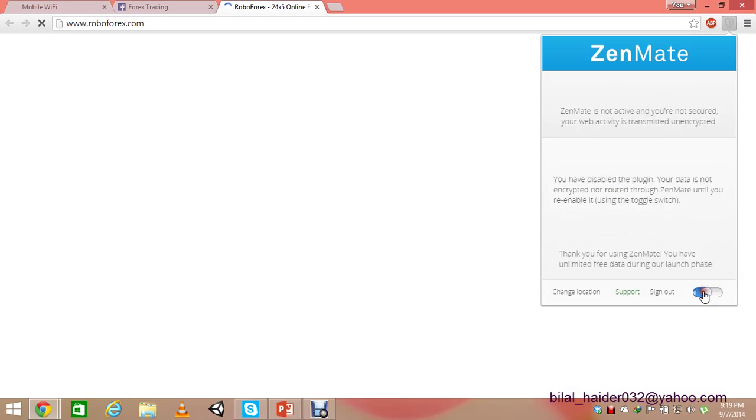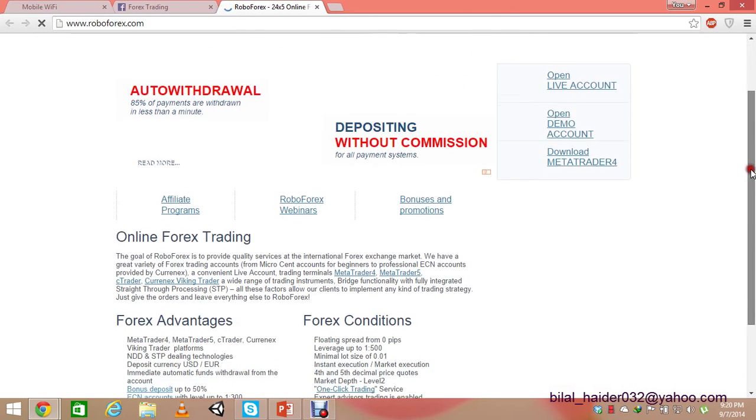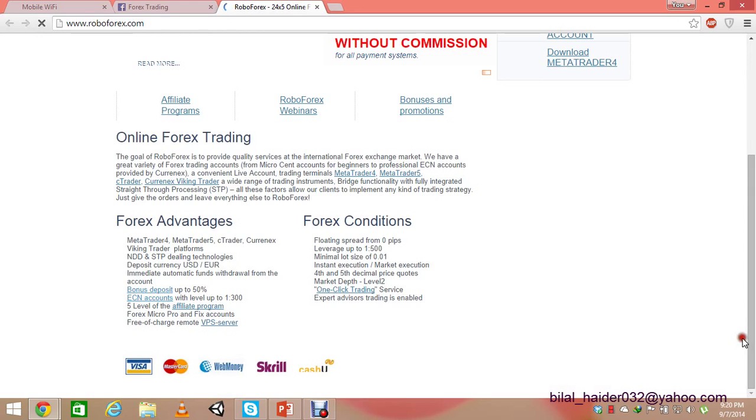My internet connection is pretty bad today. I don't know why, but it's very slow. Maybe because I'm using a proxy or something. Let me disable this, and now let me go ahead. Okay, it's loading. Actually, it's still loading. Come on.